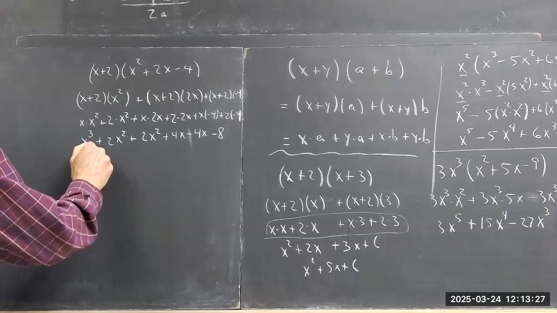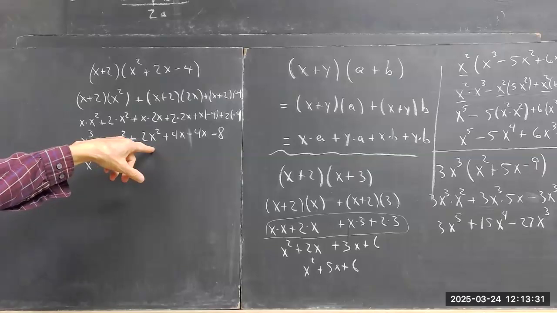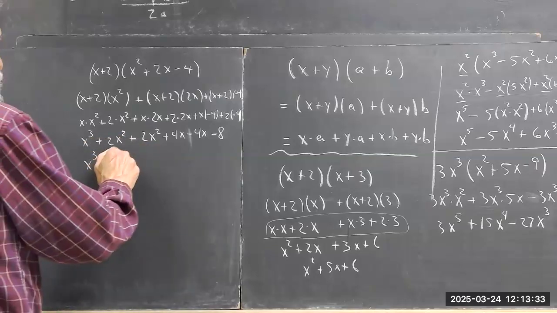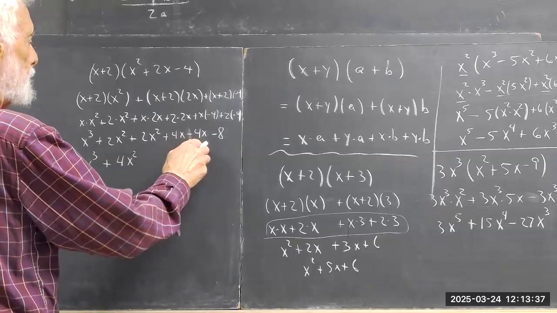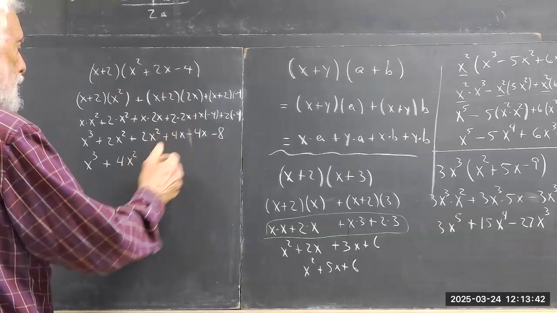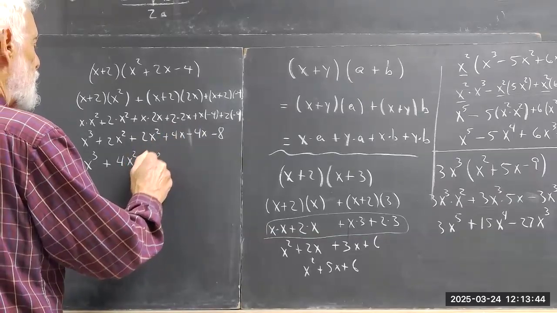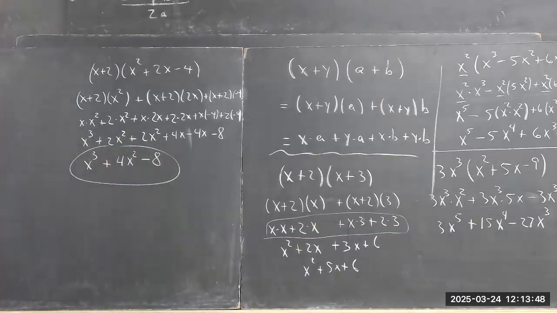Now we have x cubed. We have a 2x squared and a 2x squared. Well, that makes a 4x squared. We have a 4x and a -4x. Well, that's 0, so we don't have to write any x terms. But then we've got our -8. There's our final result.